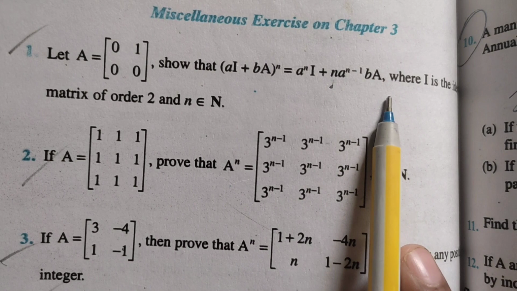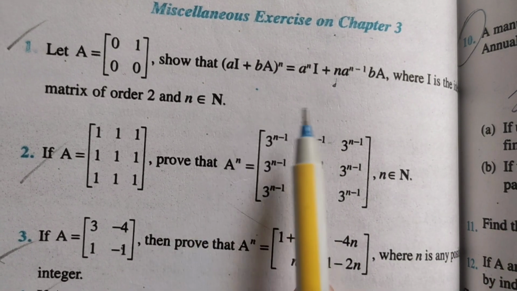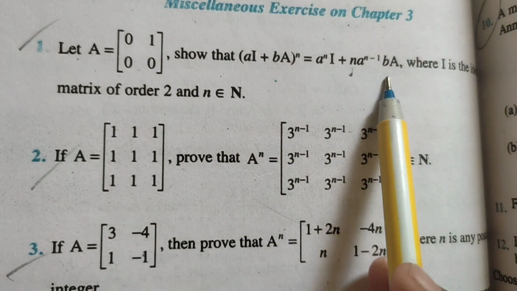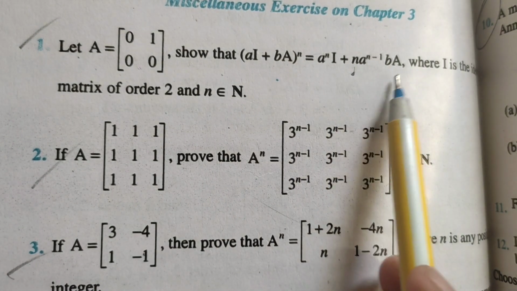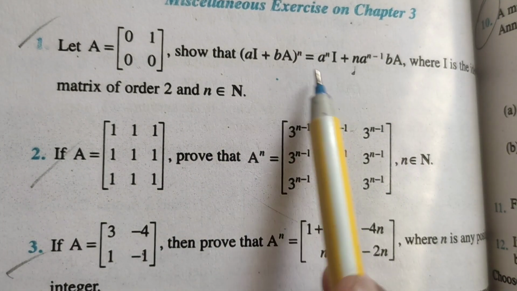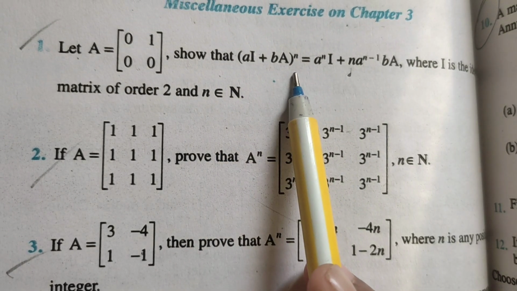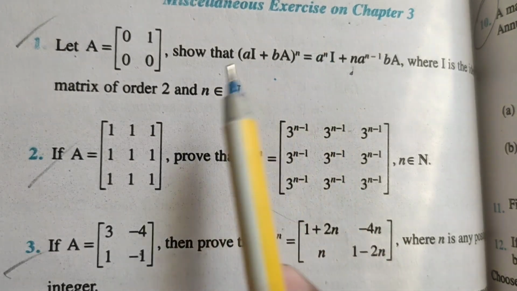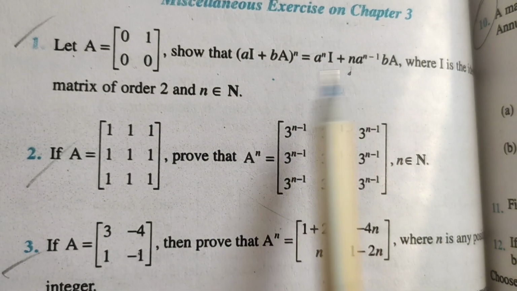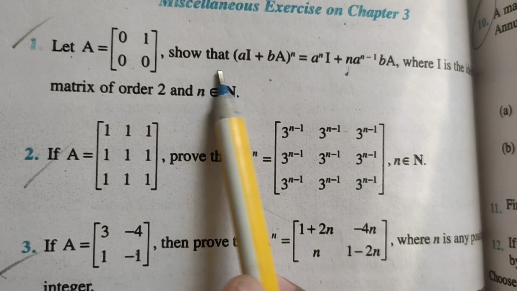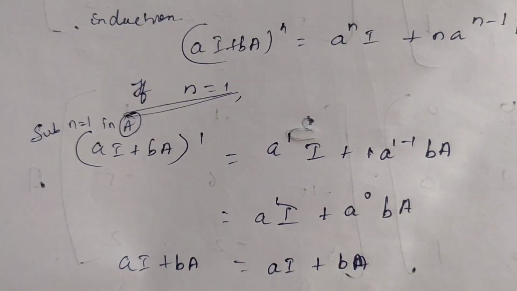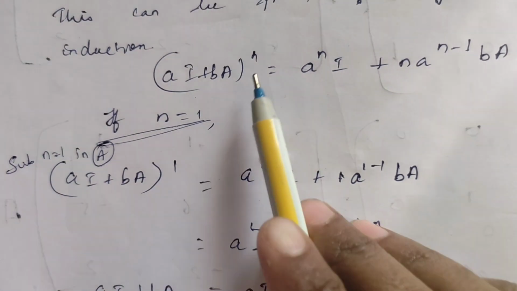The principle of mathematical induction is nothing but this: prove the result is true for n equal to 1. Later, assume it is true for n equal to k. Then show that for n equal to k plus 1 the result is true. Then we can say this is true for all values of n.